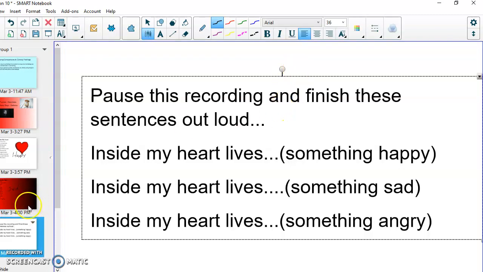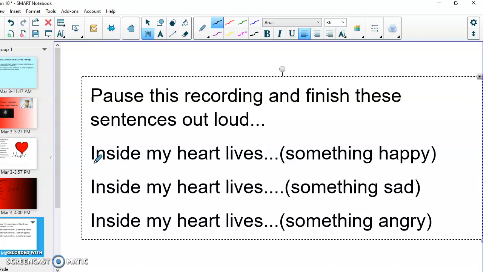All right. So before you start yours, I want you to pause the recording here and fill in the line just out loud, just to get practice. So if I said to you, pause and say, inside my heart lives, and think of something happy. Okay, I might say, inside my heart lives giggling babies. Pause me, you try. All right, welcome back. Try it again. Inside my heart lives, this time something sad. Inside my heart lives a gray and rainy day. Your turn. Good job.